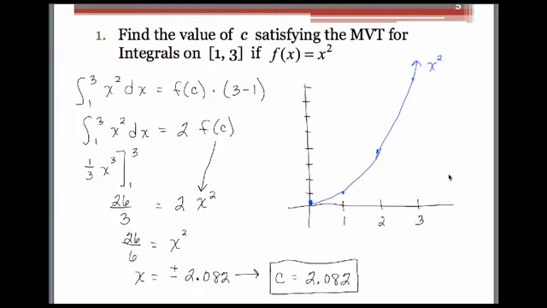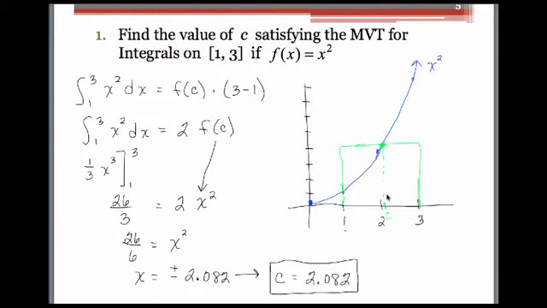So what we just found is we know the rectangle is going to go from 1 to 3. So here's the sides of the rectangle. What we just figured out was c was 2.082, so that's going to be a little past 2. If we trace that up to the curve, that now becomes the height of our rectangle. The green rectangle is the rectangle whose area is going to exactly equal the area under the curve x squared from 1 to 3.